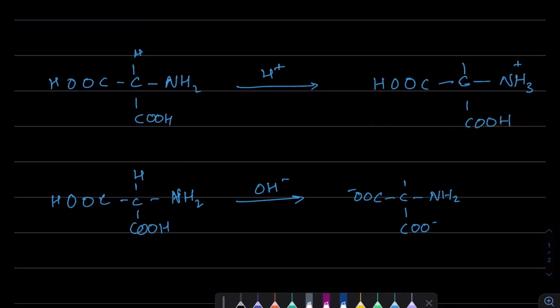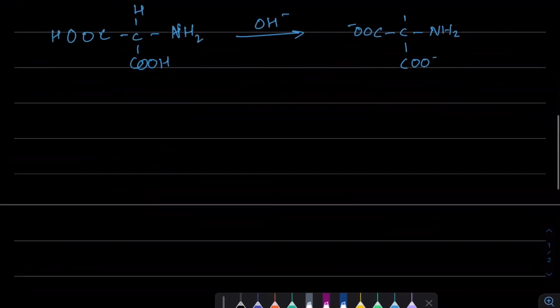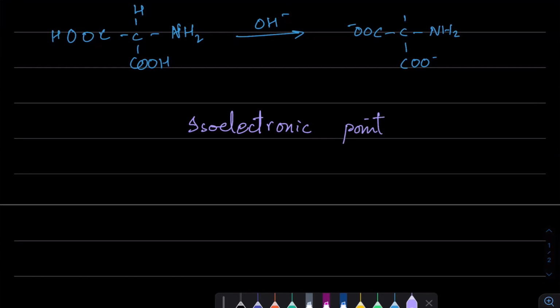But I keep on adding things and I will get to a point which might not be neutral, but we call it the isoelectric point. This is a point where you get a neutral zwitter ion. It sounds strange that it is an ion and also neutral, but it is neutral because it has site specific charges. The amine part is positive, the carboxylic part is negative, but overall there is no charge on it.